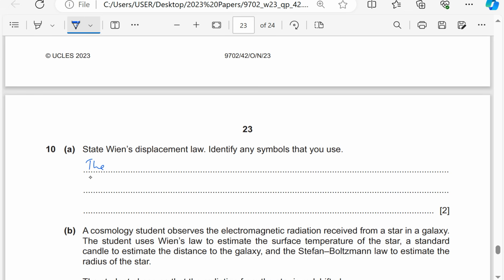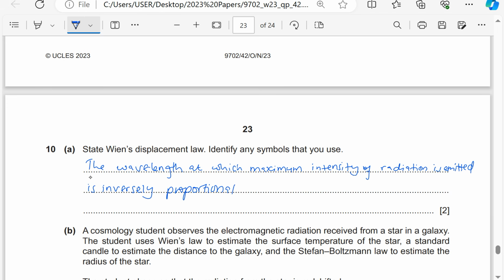So the wavelength at which maximum intensity of radiation is emitted is inversely proportional to the absolute, or thermodynamic, temperature.